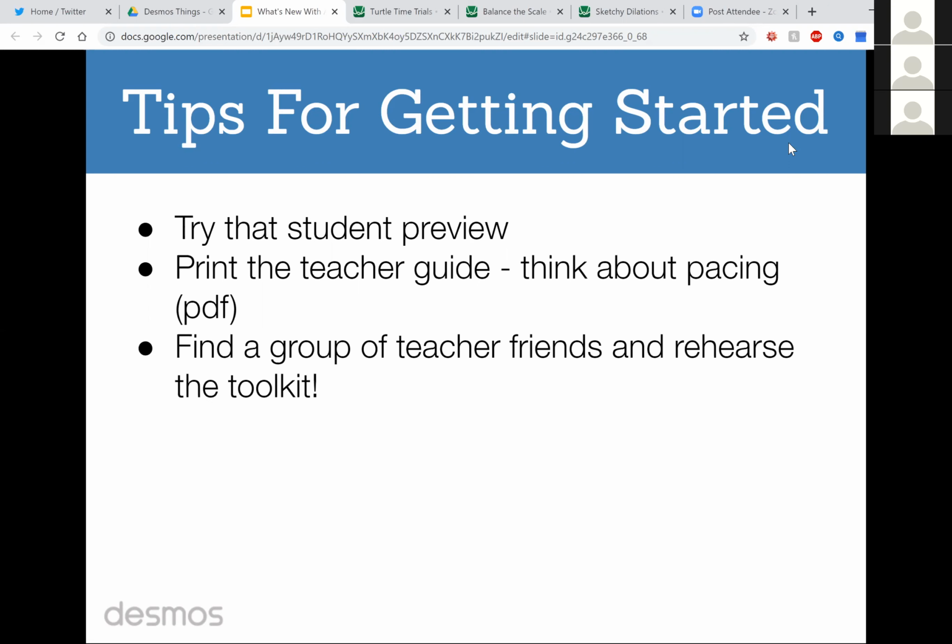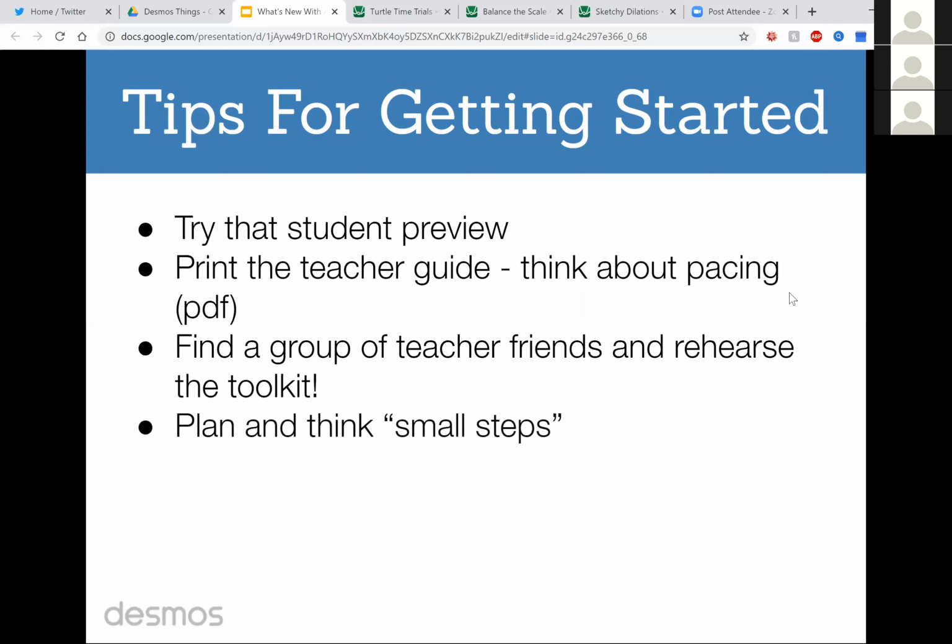Also, a great thing to do in a department meeting or in a prep time, because everyone has a lot of time during their prep, I'm sure. But when you find time, find a group of teacher friends and rehearse the toolkit. Have three people sit in a circle. One of you generates the code, and the other two are students. And you really have to get used to using that teacher conversation toolkit to get the idea of how this is going to work in class.